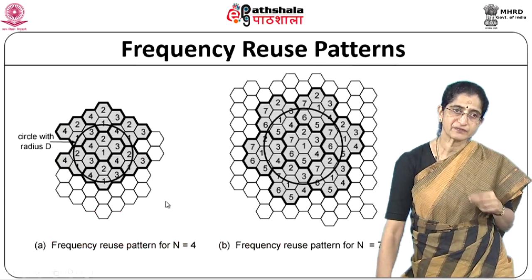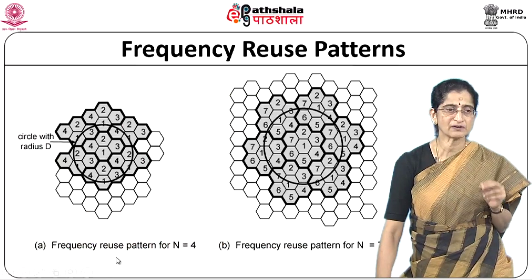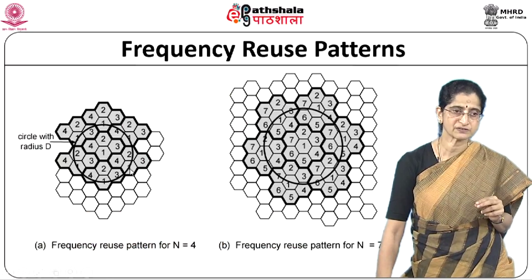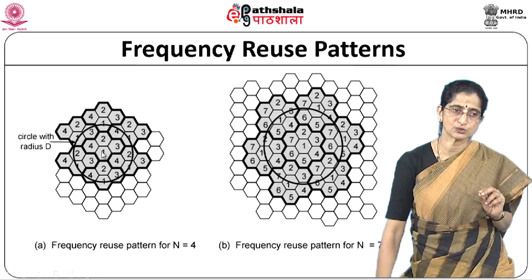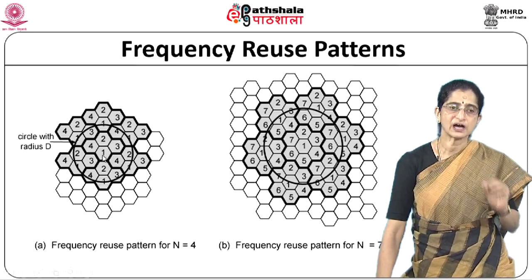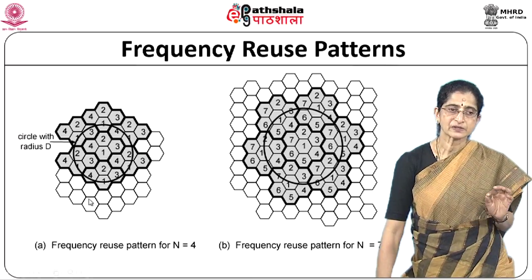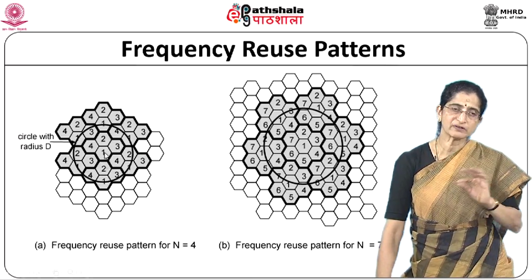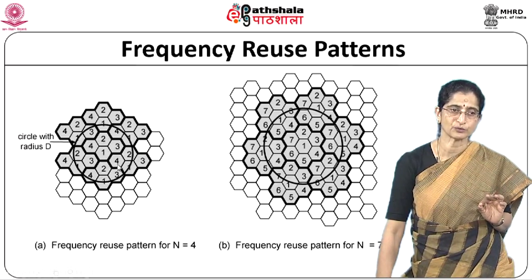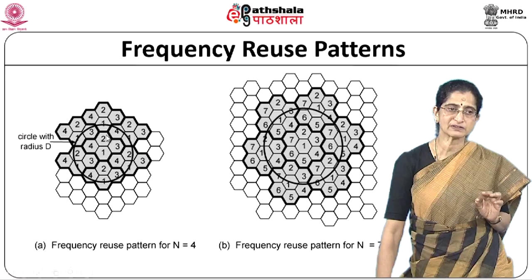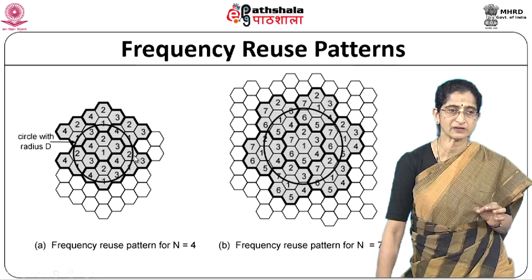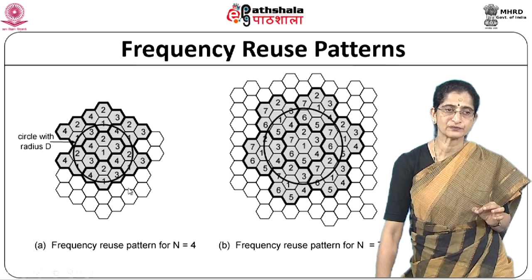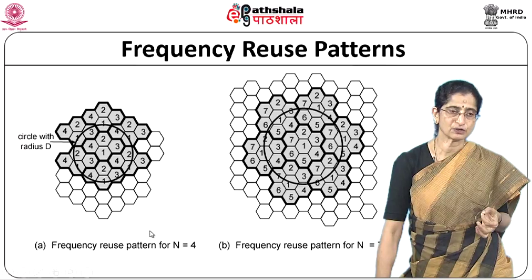Let us look at the different frequency reuse patterns that are available. We could have a very simple reuse pattern of 4. For instance, I take this cell here, 1. Adjacent cells cannot use the same frequency. If 1, 2, 3 and 4 are 4 different sets of frequencies, then you will find that adjacent to 1, you will never find another 1. You will either see a 2, a 3 or a 4. Similarly, with respect to 2, you will see 1, 3, 4. You won't see the same frequency anywhere adjacent to it. So this is one kind of reuse pattern where n is equal to 4.